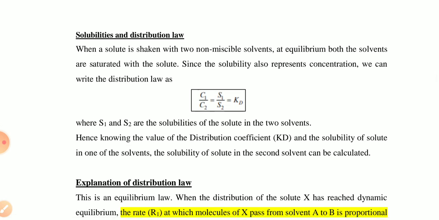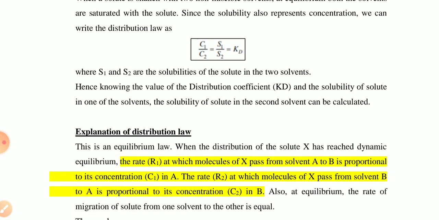Now, solubility is also described by the distribution law. When a solute is shaken with two non-miscible solvents, at equilibrium both solvents are saturated with the solute. Since solubility also represents a concentration, the equation is C1 by C2 equals Kd for the concentration, as well as S1 by S2 equals Kd for the solubility. Here S1 and S2 are the solubilities of the solute in the two solvents. Hence, if the value of the distribution coefficient Kd and the solubility of the solute in one of the solvents are known, the solubility of the solute in the second solvent can be calculated.